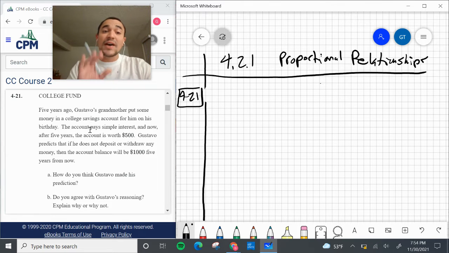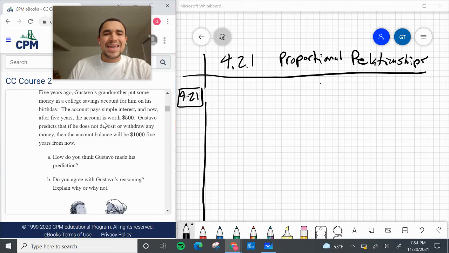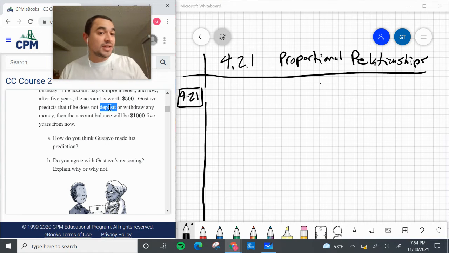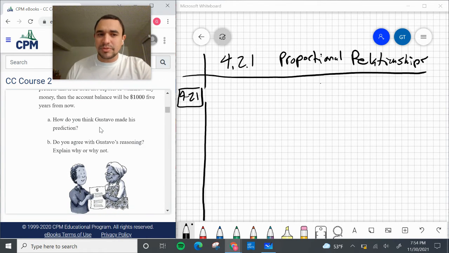Five years ago, Gustavo's grandmother put some money away in a college savings account with simple interest, meaning that it grows over a certain amount of time. After 5 years, the account will be worth $500. Then Gustavo thinks that if I don't take any money out, which is a withdrawal, or add any more money in, which is a deposit, I'm going to get $1,000. Do you think that's a good prediction? Go ahead and pause the video, see what you think.